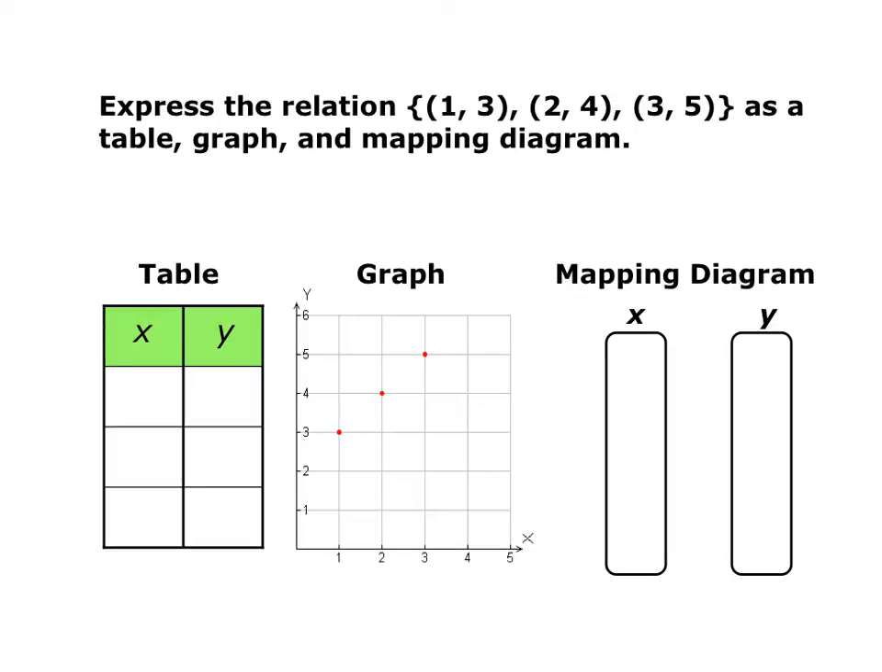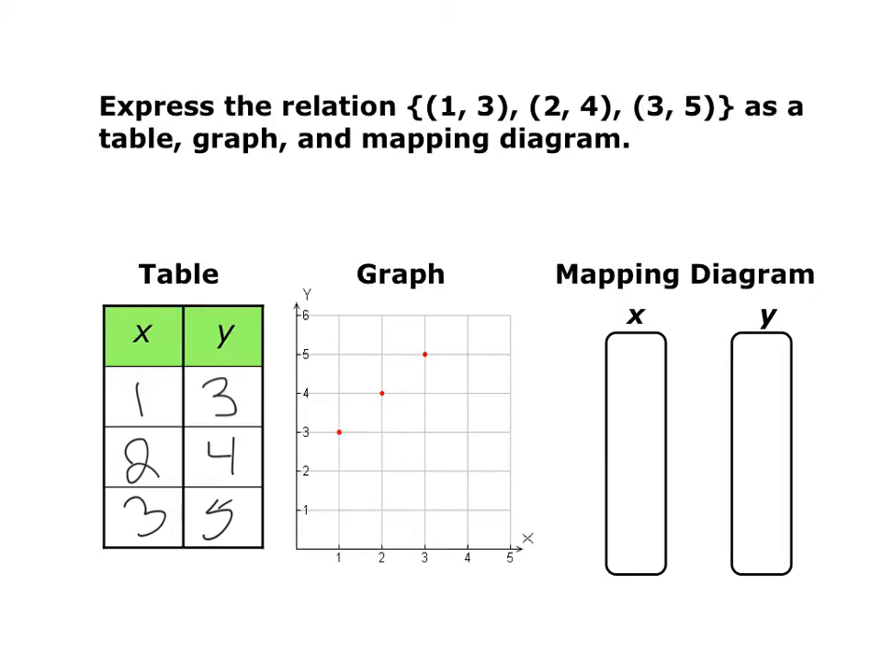Let's look at an example of another relation. Here we have three ordered pairs, (1, 3), (2, 4), and (3, 5). Now we want to express them as a table, graph, and a mapping diagram. So our x-coordinate is always going to be our first coordinate. So for (1, 3), we would simply put those into our table. So we'd have 1 and 3, 2 and 4, 3 and 5. And then if you look on our graph, these points are actually already graphed because we have (1, 3), (2, 4), and then (3, 5).